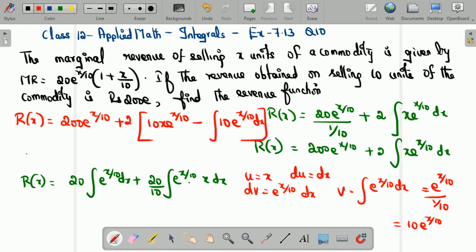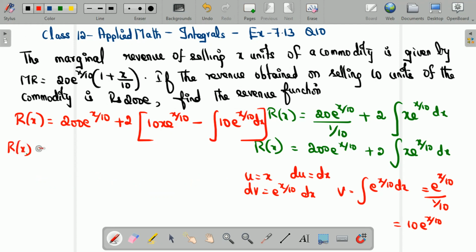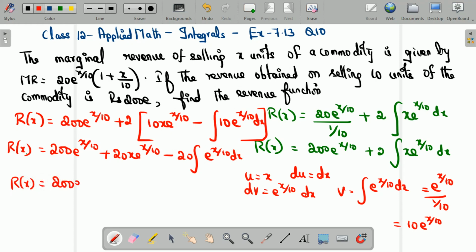So now let's perform the integration. R(x) is going to be equal to 200 e^(x/10) plus 20x e^(x/10), now this is minus 20 into the integral of e^(x/10) dx. So R(x) is going to be equal to 200 e^(x/10) plus 20x e^(x/10) minus 20 into e^(x/10) by 1/10, plus k.